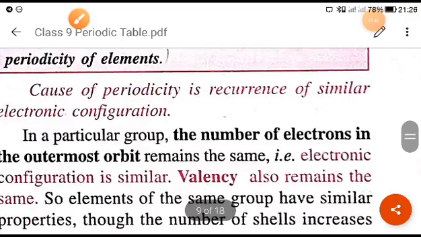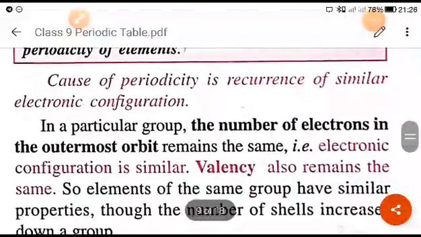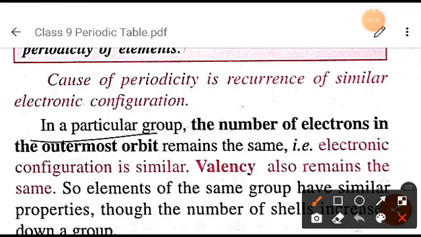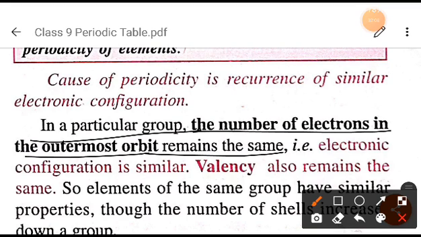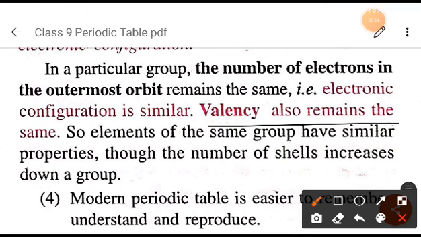Now, what is the cause of periodicity, or the cause of the reoccurrence of similar properties? It is similar electronic configuration. As you can see, in a particular group, the number of electrons in the outermost shell remains the same. We have seen group 1, group 2, and so on; they have the same number of electrons in the outermost shell. So the electronic configuration is similar, and since their electronic configuration is similar, their valencies will remain the same.